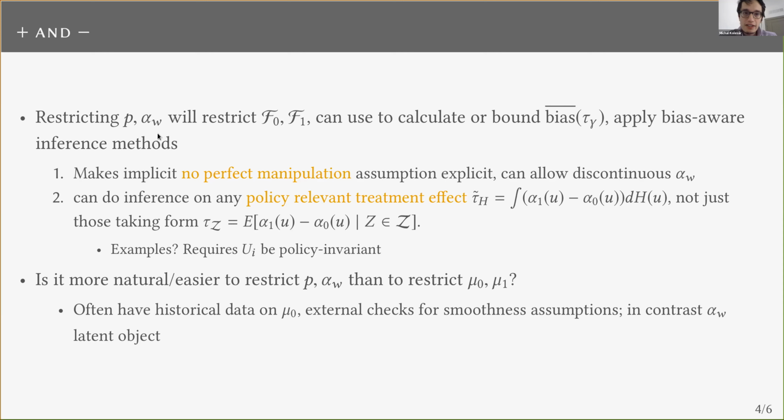So what I like about this is that it makes this implicit no perfect manipulation assumption explicit. So if we're justifying smoothness assumptions implicitly in this way, why don't we make it explicit? And once I do that, I can allow, for example, for a discontinuous conditional mean function AW, and that's going to be fine. So I'm going to allow that function to be discontinuous and allow for imperfect manipulation explicitly that way. But that's going to be fine as long as the conditional mean function given Z is smooth.